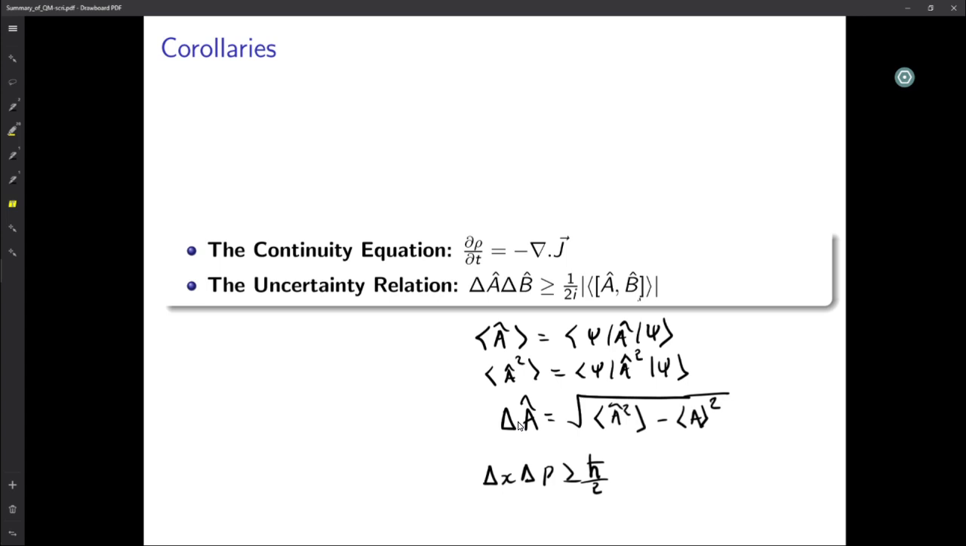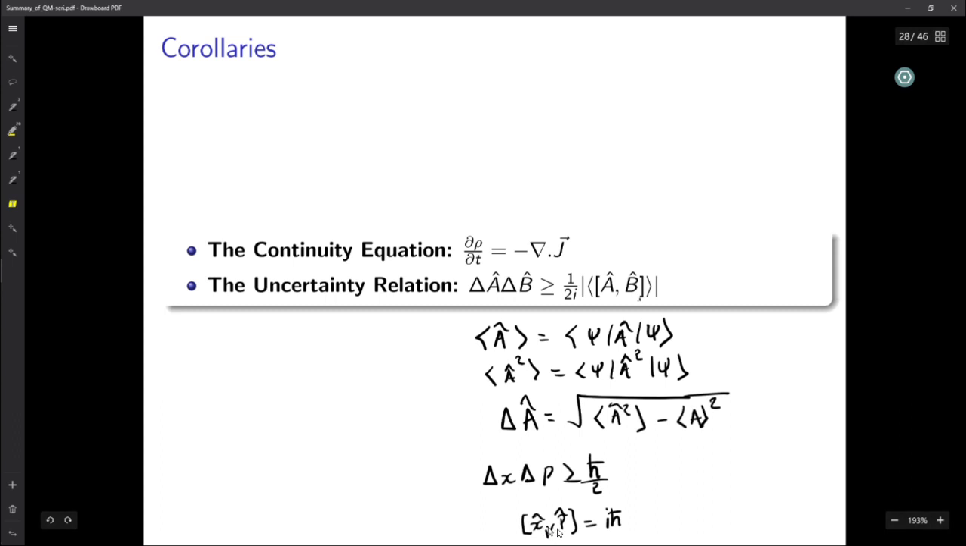Okay, so this is just inbuilt into quantum mechanics. What happens in a more abstract sense is that if this is non-zero, that basically means you cannot measure both of these simultaneously. The example here is the commutator of x hat and p hat, sometimes called the canonical commutation relation, which is given by i h bar.